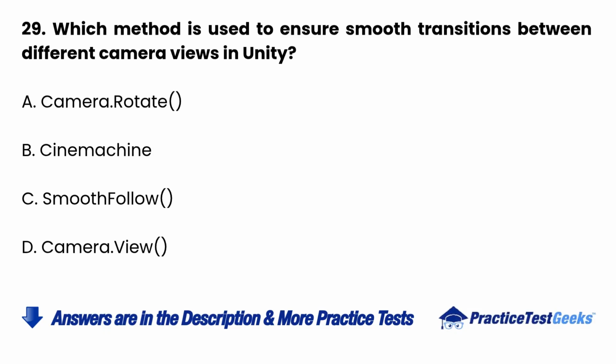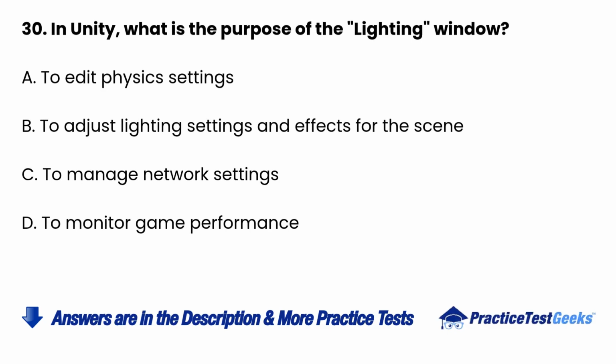29. Which method is used to ensure smooth transitions between different camera views in Unity? A. Camera.Rotate. B. Cinemachine. C. Smooth follow. D. Camera.View.